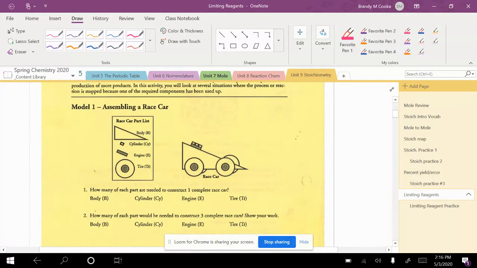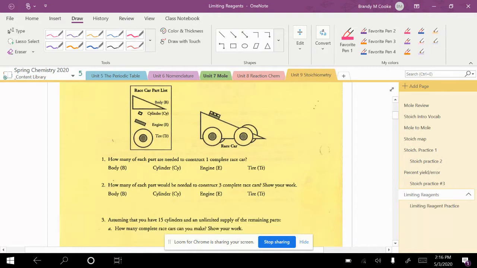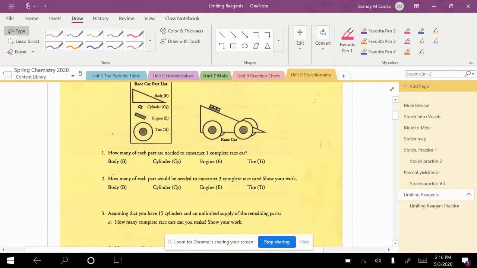So let's pretend that we're building a race car. So here in this picture, you can see all the parts that a race car is made of. These are like my reactants. I can put my reactants together to make a race car, which is my product. If I read this first question, it says how many parts are needed to construct one complete race car. So for my body, it's only one. Cylinders, I have three. Engines, I have one. And tires, I have four. So obviously, if I want to know how many of each part to complete three cars, I just multiply those by three. So I would need three bodies, nine cylinders, three engines, and 12 tires. And that would give me three race cars.